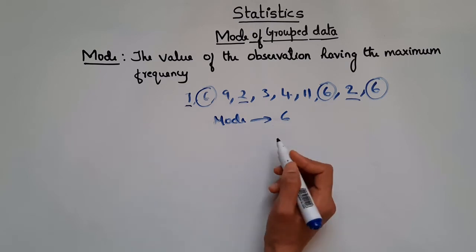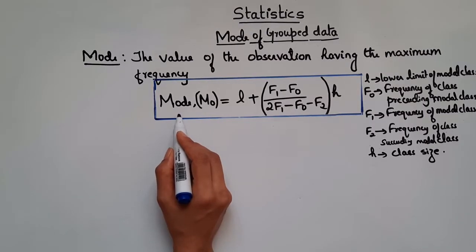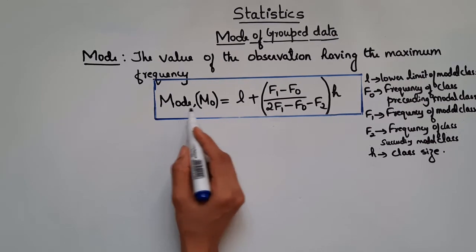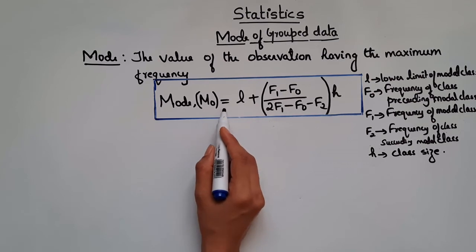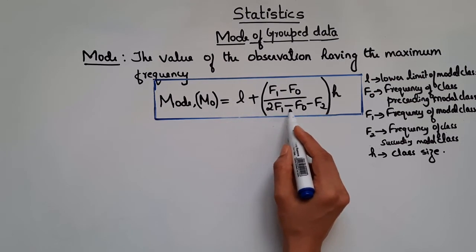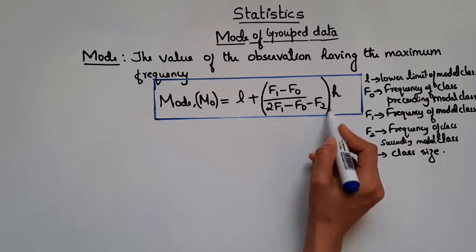Let me erase this. Now let's see how to find mode for grouped data. In order to find the mode for grouped data, we have to go by a formula. The mode formula is given by mode, which is also represented as m naught, equal to L plus (f1 minus f naught) by (2 into f1 minus f naught minus f2) into h.